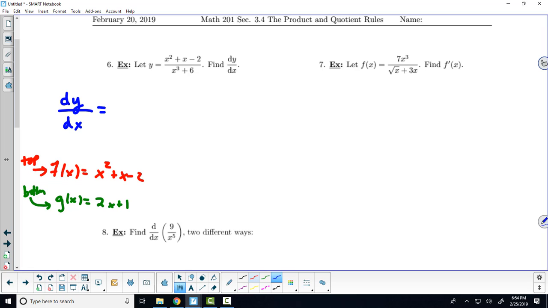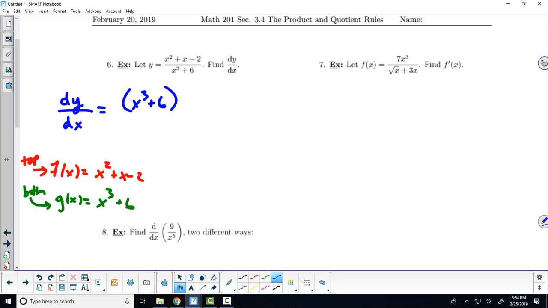The quotient rule says I'm going to first take the bottom function. So I write that out. Here's the bottom function. 2x. Oops. How did I get that? Oh, I took the derivative. Excuse me. Sorry, folks. I've got taken derivatives on my brain. All right. So I'm going to take the bottom function, which is x cubed plus 6.